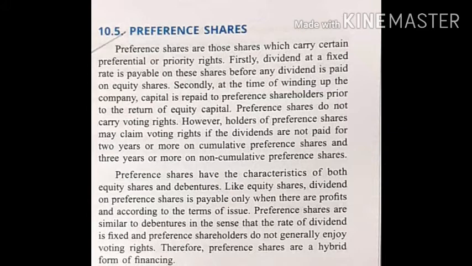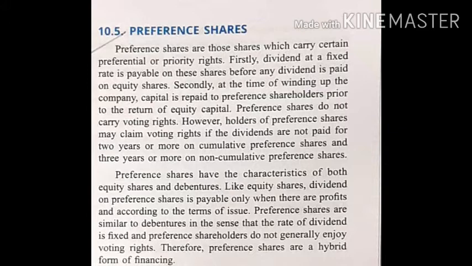Preference shares do not carry any voting rights. However, holders of preference shares may claim voting rights if the dividends are not paid for 2 years or more on cumulative preference shares. I think this is clear to you. That means they don't have voting rights in general, but they can claim voting rights if for consecutive 2 years the dividends are not paid to them, and 3 years or more on non-cumulative preference shares.